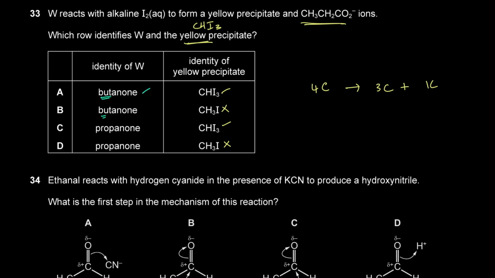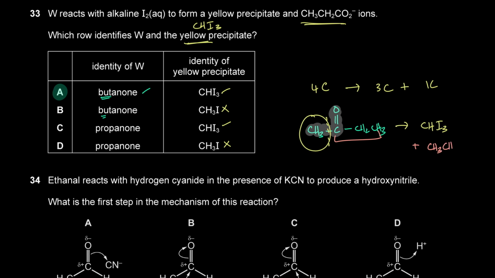So the answer over here is A. And I'll show you what happens here. Butanone is CH3COCH2CH3. Remember, the iodoform reaction is a test for this CH3CO group. So what happens here is that this CH3 breaks off and becomes triiodomethane, and then this other part becomes a salt of the carboxylic acid, with one fewer carbon atom than the original reactant. Okay, so we get propanoate ions.